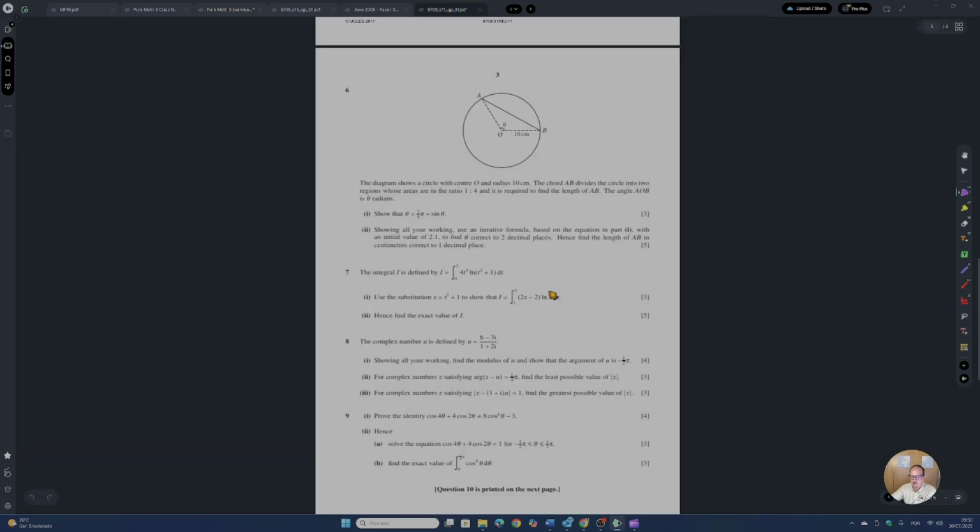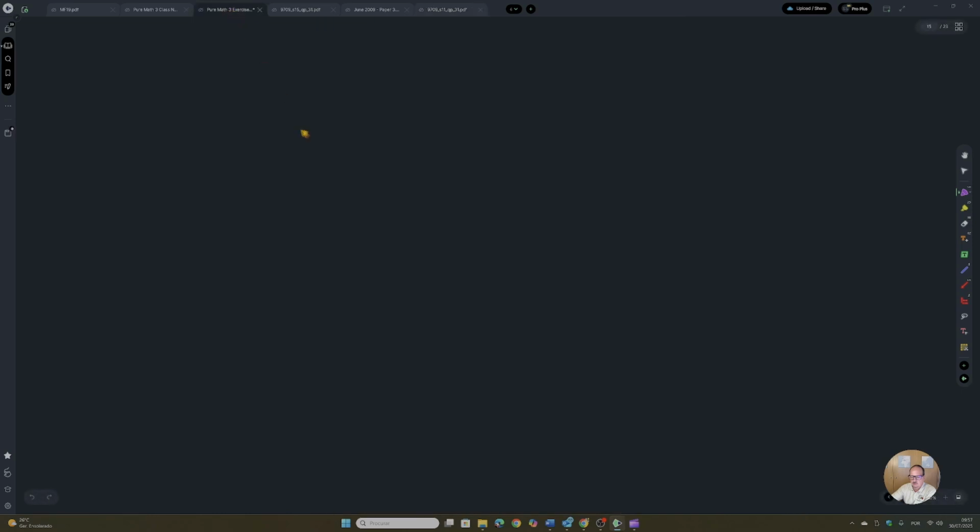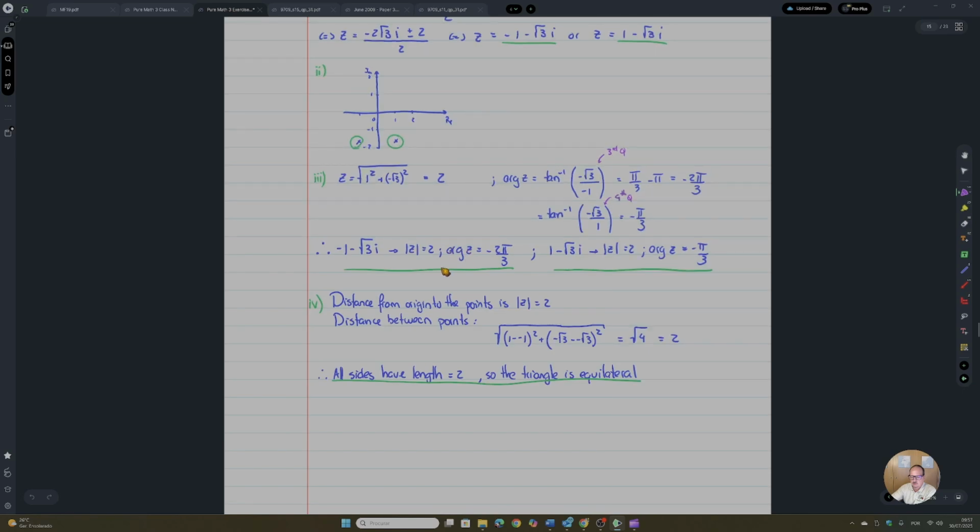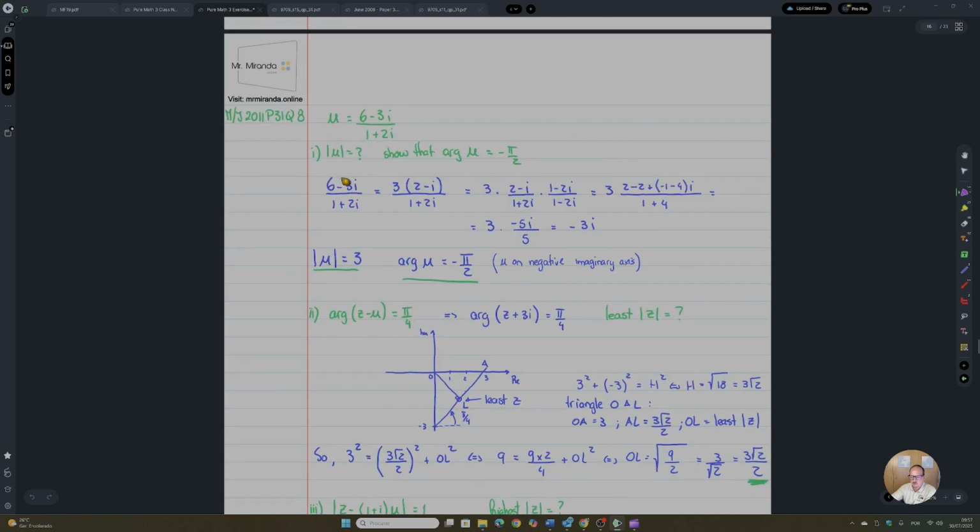Last exam: Spring 2011, question paper 31. And the question is this one, question 8. The complex number u is defined by u equals 6 minus 3i over 1 plus 2i. Showing all your working, find the modulus of u and show that the argument of u is minus pi over 2. This should be simple by now. You just need to know how to divide complex numbers.